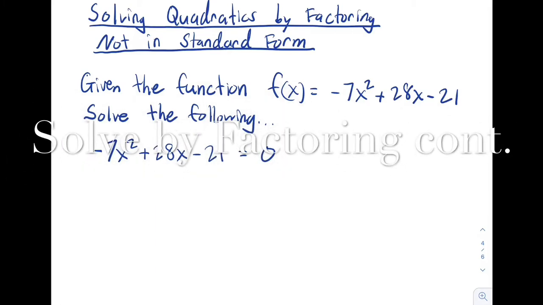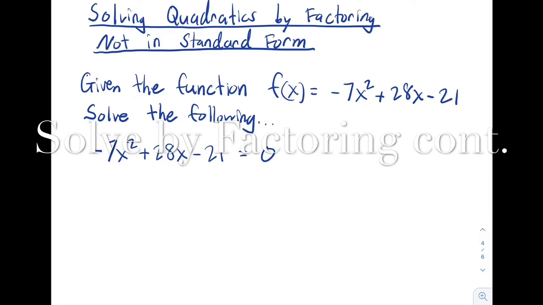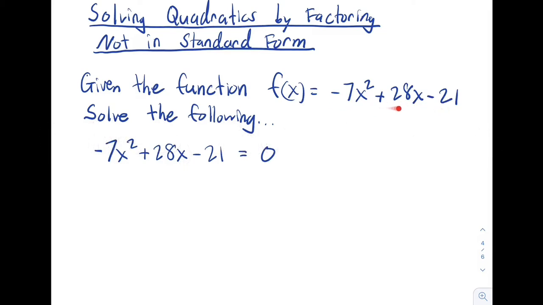Yeah, so our next step in solving quadratics by factoring, not in standard form, we're going to look at those. So given the function f of x equals negative 7x squared plus 28x minus 21, you have a quadratic function. Solve the following: when is it equal to 0? So you're going to find out when this equation is equal to 0. So we're going to solve it.